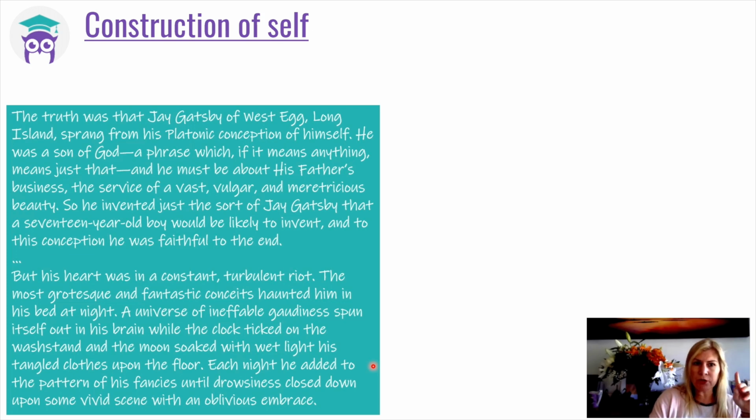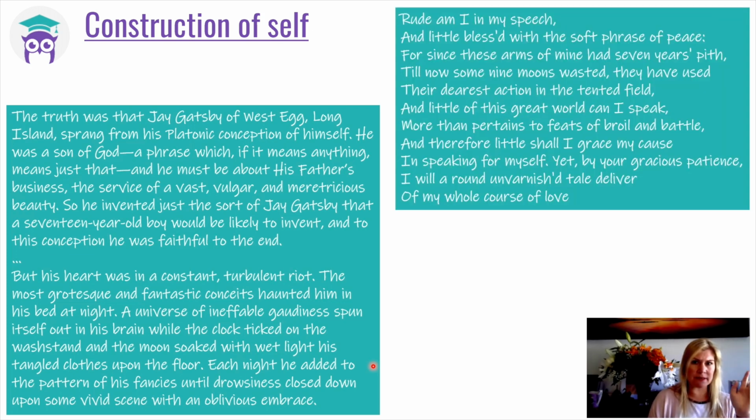Now, you can draw a similarity to Othello in as much as you can say that there is deliberate crafting of identity, but it's with less pain, it's with less suffering, it's a slightly more natural construction of self. Obviously, there is this idea of Othello kind of changing his path in terms of how he is perceived.